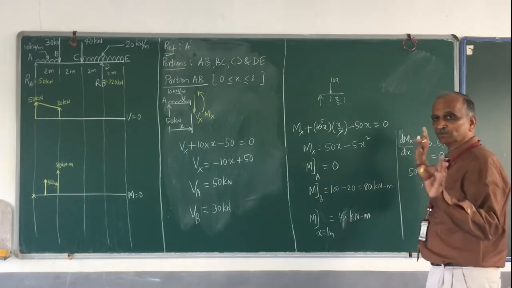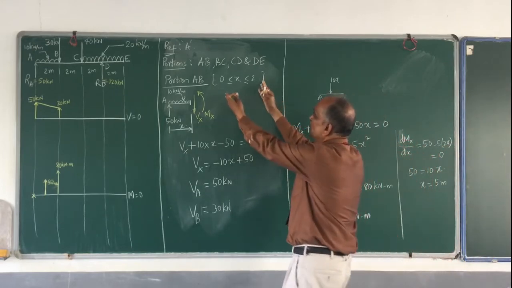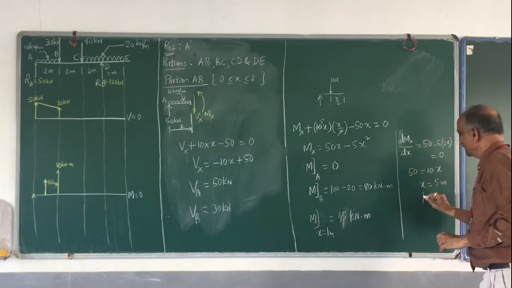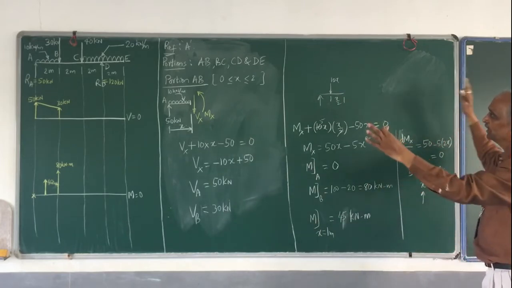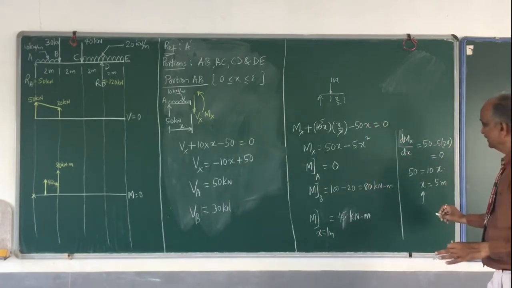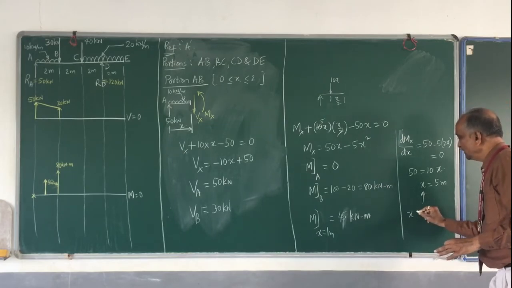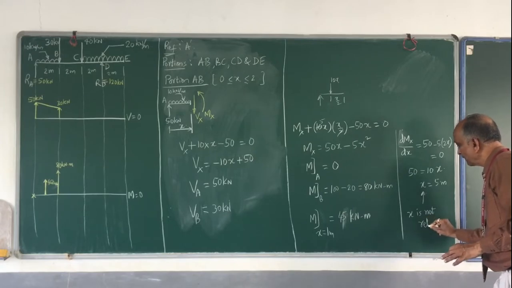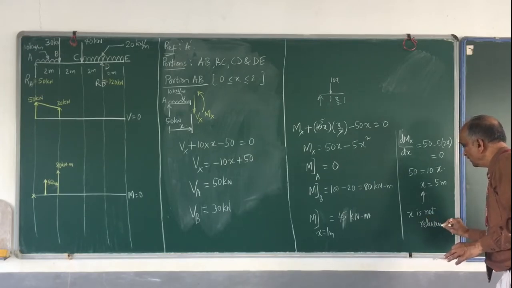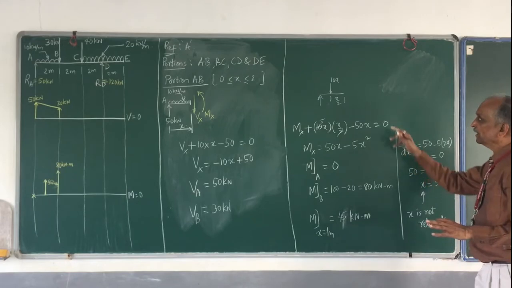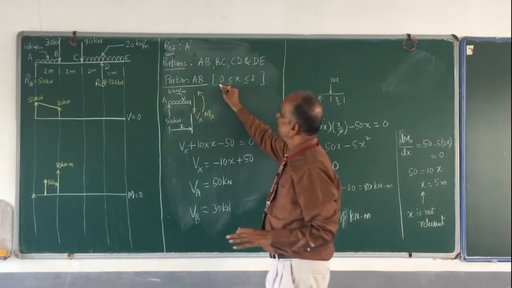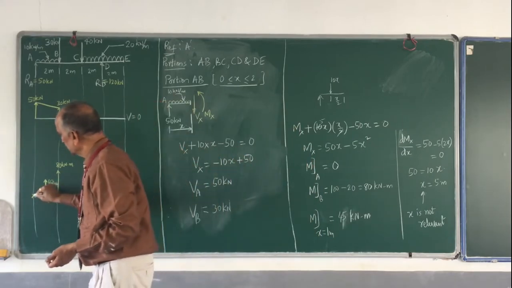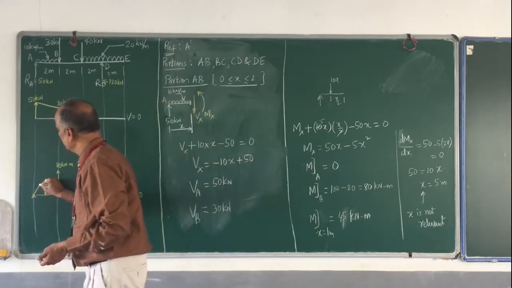So x is 5 meters and our range is only 2 meters. That means the maxima occurs beyond A and B, and therefore this x is not relevant for us, because our range of x is between 0 and 2 only. So what it means is the curve is like this.